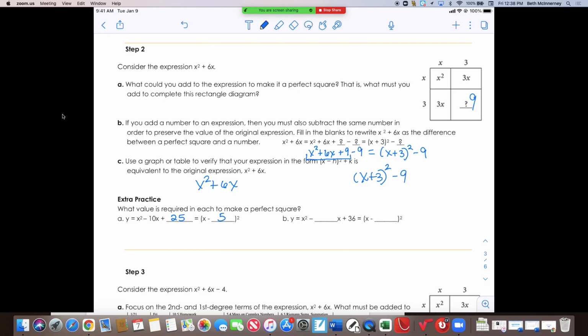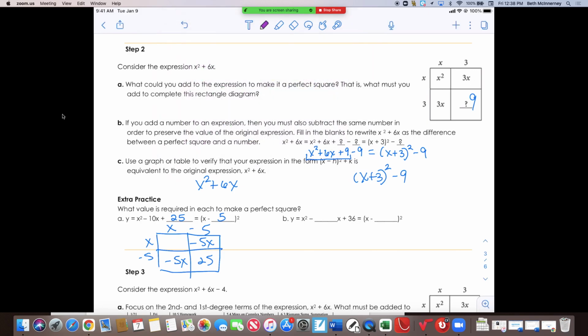Okay, so think about it. If you need to, draw a rectangle. And you can always do this. You would want the x and the x, but in order to get a 10x, these had to be negative 5x's to add up. So that's where you're getting the minus 5s. And then negative 5 times negative 5 is 25. Okay?